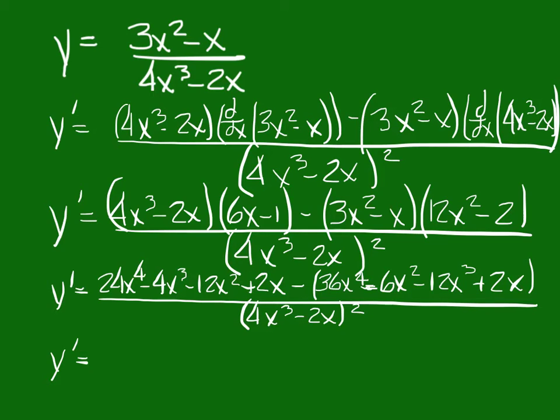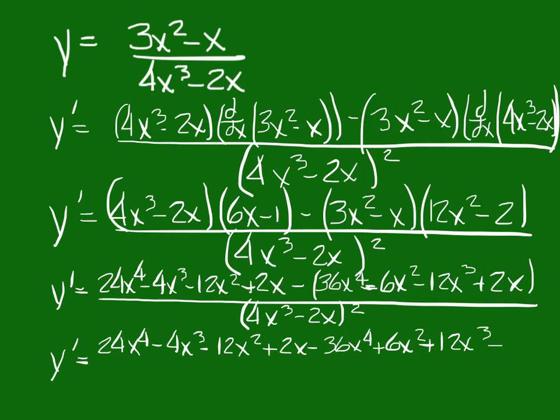Now you have to change the sign of everything in that quantity on the back half. So on the front, it's going to stay 24x to the fourth minus 4x to the third minus 12x squared plus 2x, and then minus 36x to the fourth plus 6x squared plus 12x to the third minus 2x. Again, the bottom is going to stay the same.